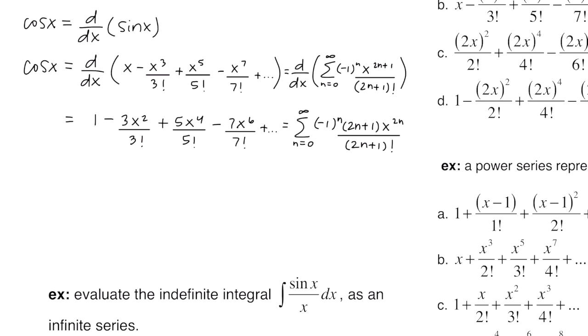So next we're going to reduce the fractions. Remember, 3 factorial means 3 times 2 times 1. So this 3 and the 3 on the bottom are going to cancel. And remember, 5 factorial is 5 times 4 times 3 times 2 times 1. So the 5s are going to cancel as well. And then same thing over here with the 7s.